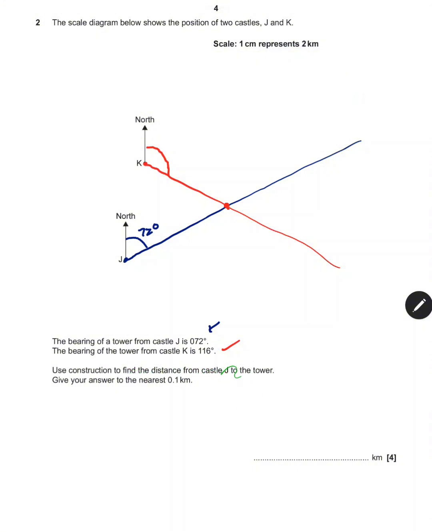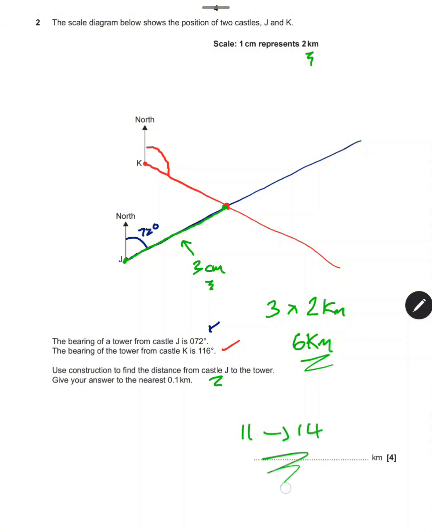It says find the distance from castle J to the tower. So what we need to do is grab a ruler and now measure this distance. And let's pretend that comes out at 3 centimetres. It's not going to, but let's pretend it is. We now just need to convert that distance there to kilometres. So whatever you measure here with the ruler, mine is 3. We're going to multiply by 2 because every centimetre is 2 kilometres, and I get 6 kilometres. That's not the correct answer. I've checked the mark scheme. The mark scheme is anywhere between 11 and 14, something around that.